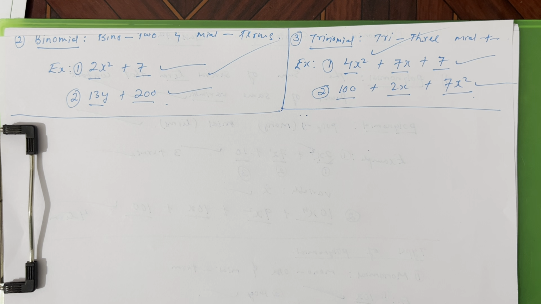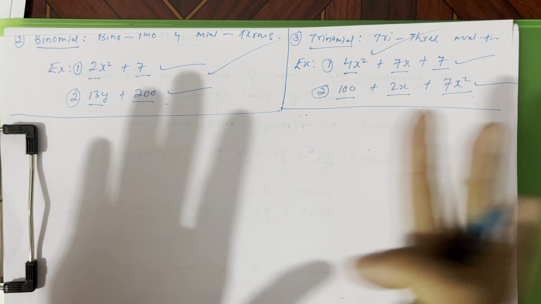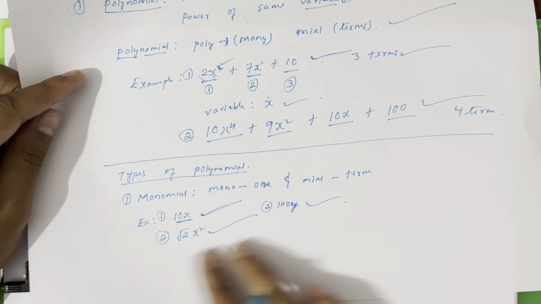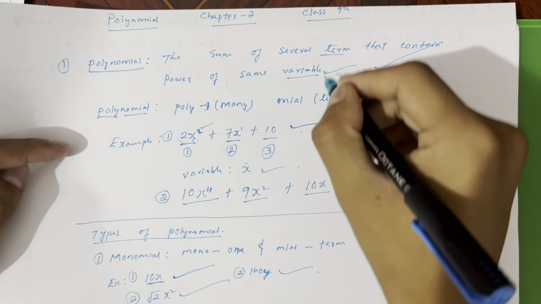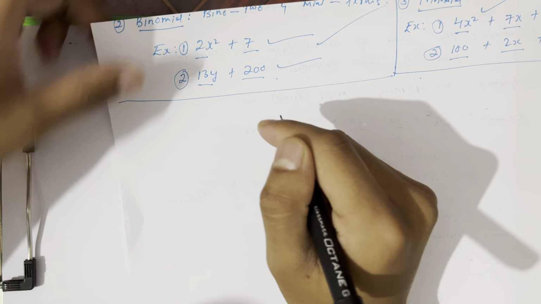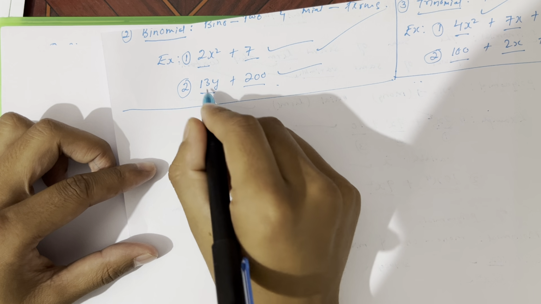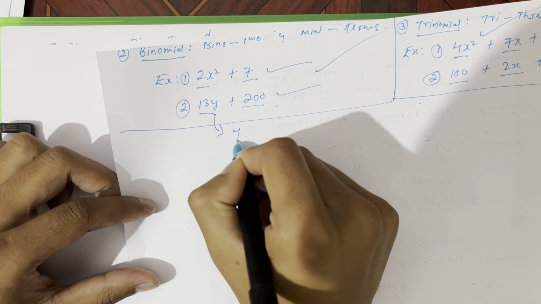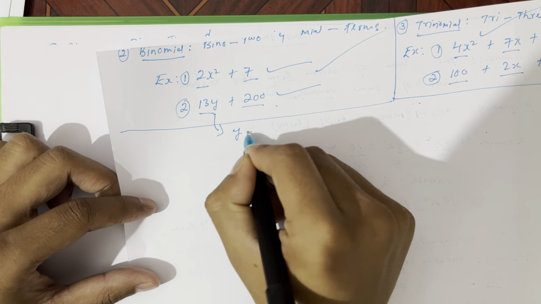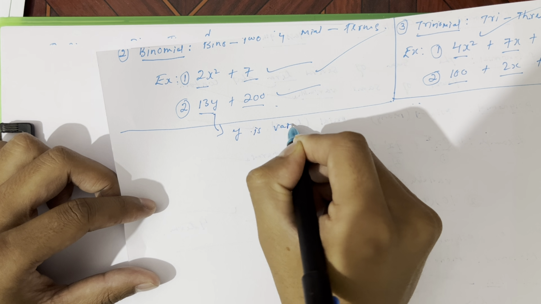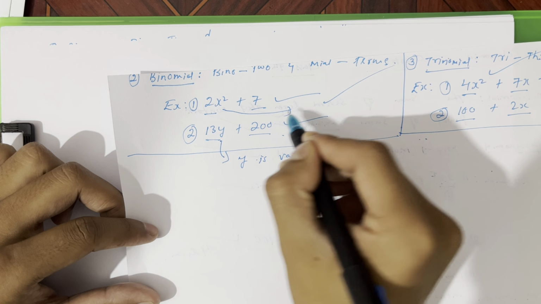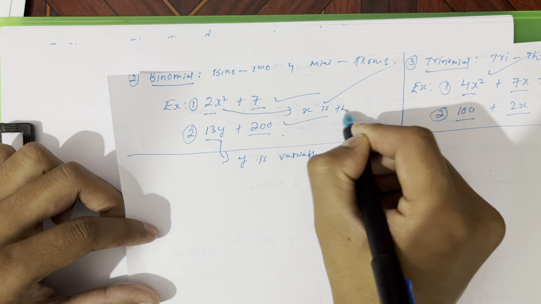Okay, I hope now you understand the meaning of polynomial and types of polynomial, and you know what variables and terms are. Let me just refresh. Suppose this, what is the variable here? The variable here is y. Okay, y is the variable, and what is the variable here? X. X is the variable.